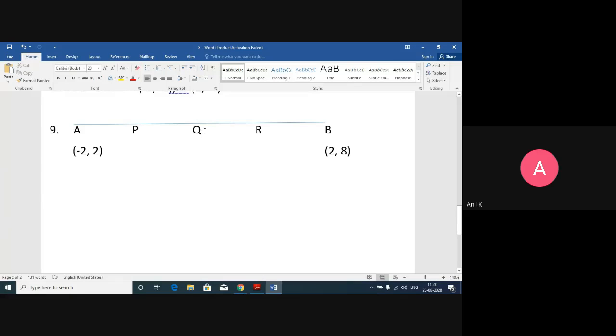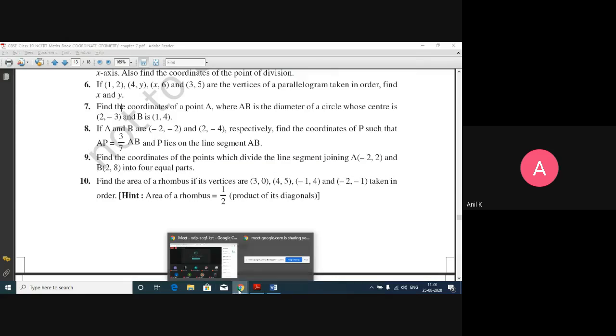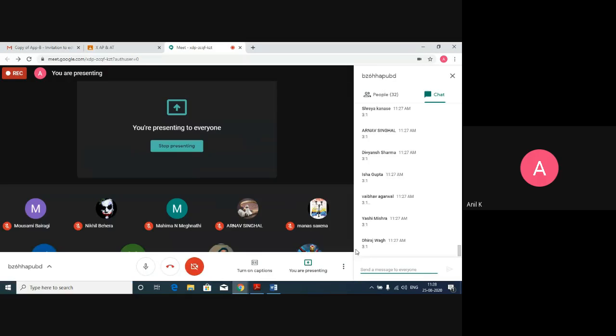Now similarly, a third time apply the midpoint formula on QB. Once you apply the midpoint formula on QB, you will get the coordinates of R. So what I suggest is you solve this question using both methods, one using the section formula, another using the midpoint formula. Okay?